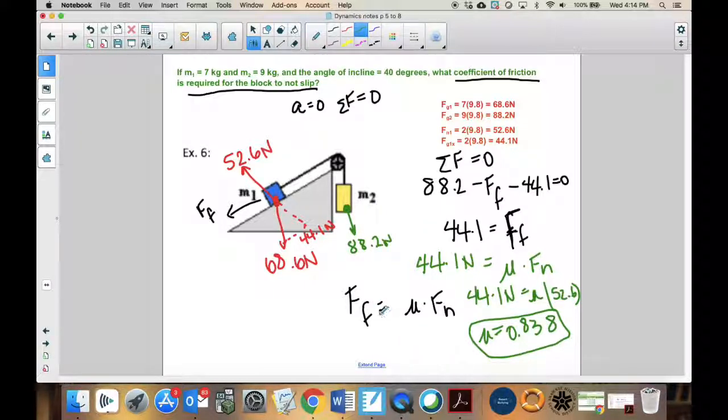That is the end of the Atwood notes. We will do some more examples in class.